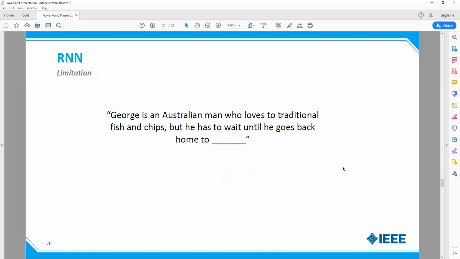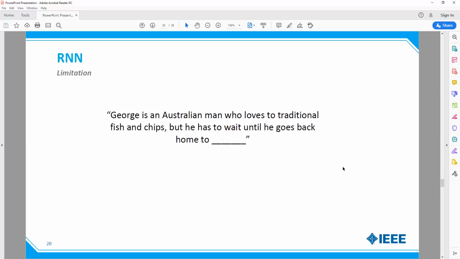Now, we'll have a look at some of the limitations of RNNs. I give this example where, similar to what we saw for the language model, we're trying to predict what the next word is. In this example, we have: George is an Australian man who loves traditional fish and chips, but he has to wait until he goes back home to, and we have to try to predict this word.